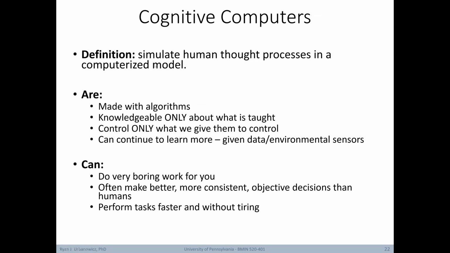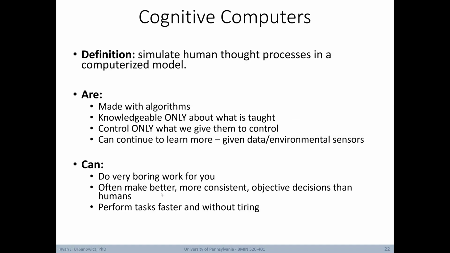Basically, these are things that simulate human thought processes in a computerized model. These things are made with computer algorithms. They're knowledgeable only about what they're taught or the information they're given. They can control only what we give them access to control. And they sometimes can continue to learn if they're given more data or access to environmental sensors. These can do very boring work for you, so they're great for automation. They can often make better, more consistent, objective decisions than human beings.